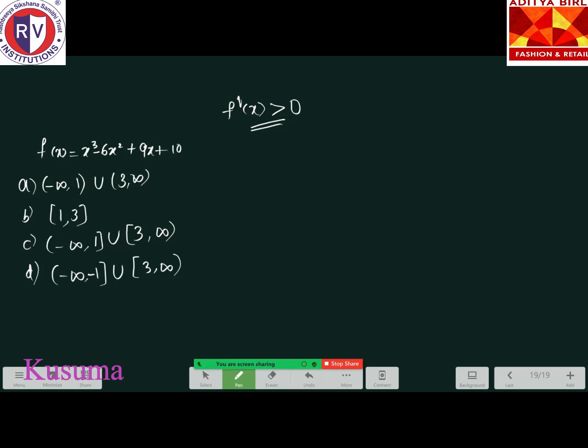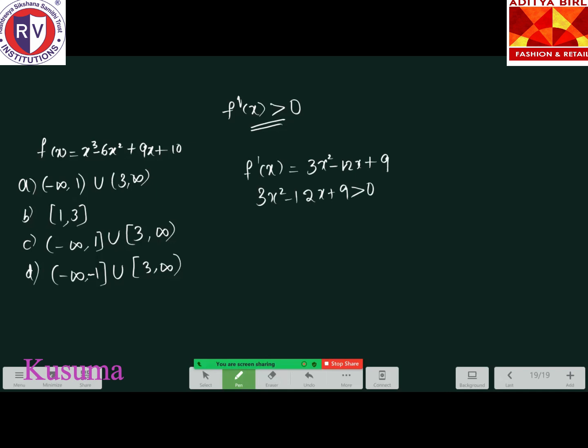So for that, let us find out f dash of x. So f dash of x is 3x square minus 12x plus 9. This is our f dash of x. So this has to be greater than 0 in order to find out the interval in which the function is increasing. That is 3x square minus 12x plus 9. This should be greater than 0. Okay.